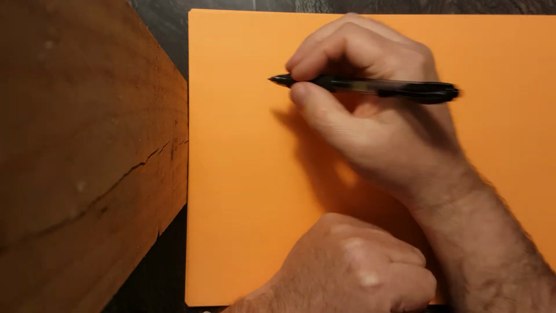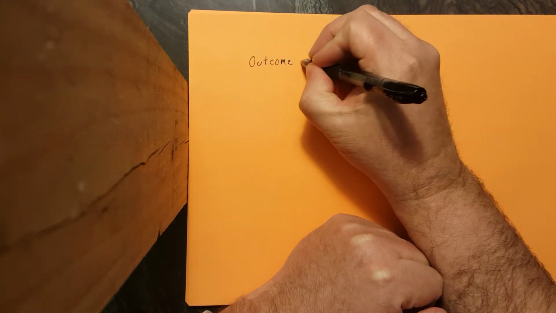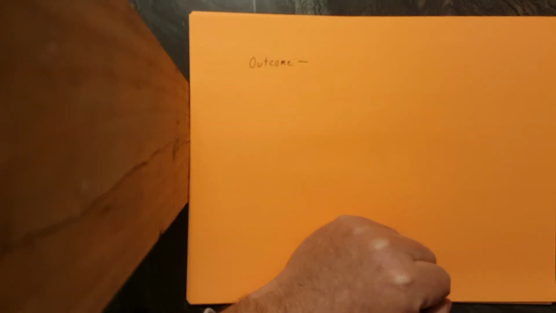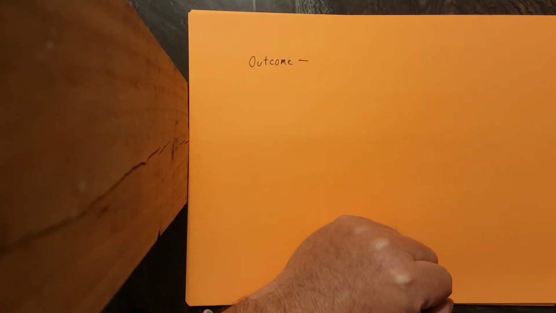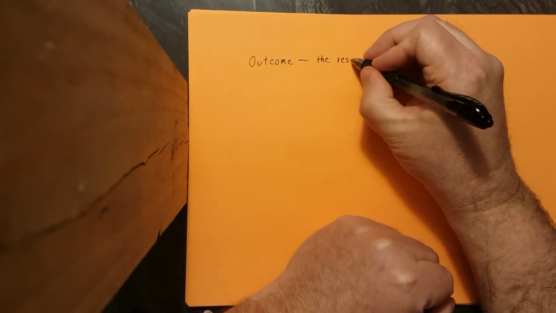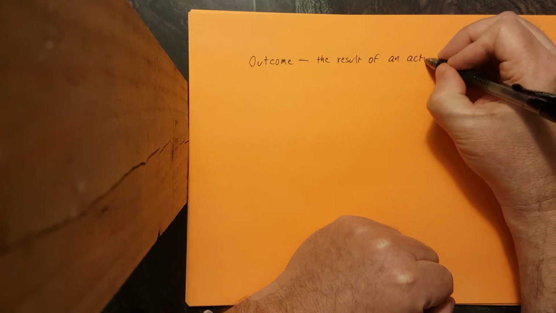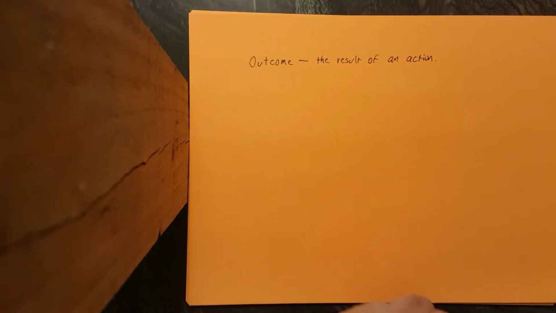So you should have your vocabulary notebook in front of you. And the first word you're going to need to put in that notebook is outcome. So go ahead and write that, outcome. An outcome is the result of an action. So for example, if I flip a coin, it could come up heads or it could come up tails. So there are two possible outcomes.